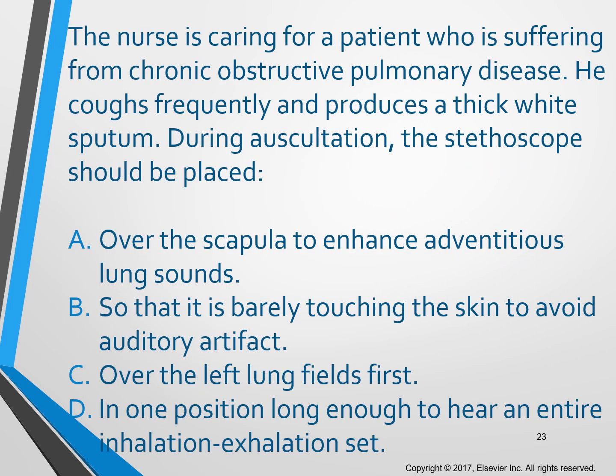So the nurse is caring for a patient who is suffering from chronic obstructive pulmonary disease. He coughs frequently and produces a thick white sputum. During auscultation, the stethoscope should be placed where? Over the scapula to enhance adventitious lung sounds, so that it is barely touching the skin to avoid auditory artifacts. Over the left lung fields first, or in one position long enough to hear an entire inhalation-exhalation set.